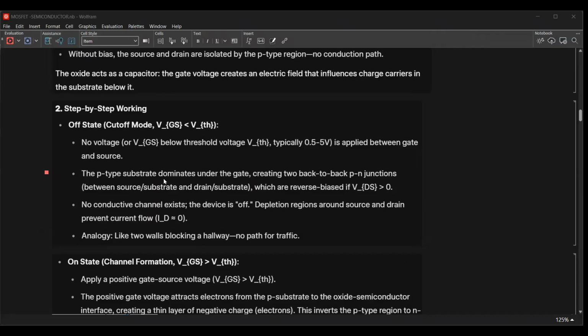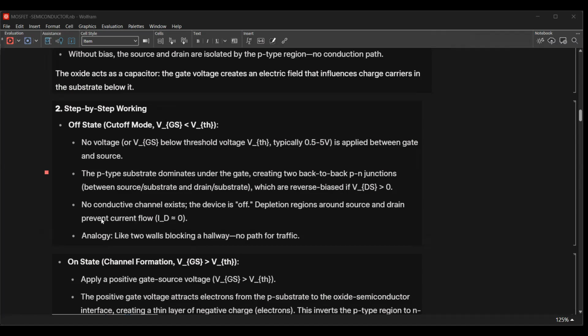So here in the P-type substrate, holes dominate under the gate. These are reverse biased if the voltage between the drain and the source is greater than zero. So we are referring here to the flow of current or holes, no? From the channel to the P substrate. So there is no current there. That is the meaning, even if the voltage from the drain to the source is greater than zero.